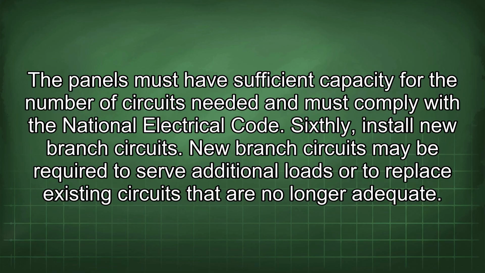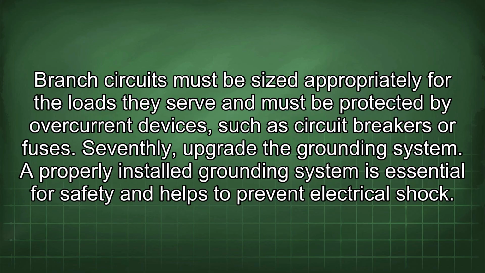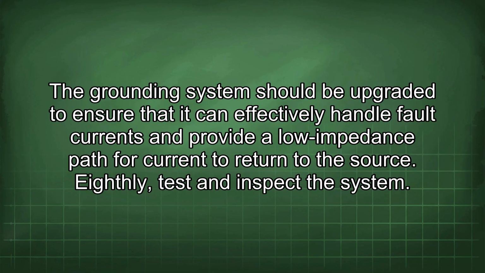Sixthly, install new branch circuits. New branch circuits may be required to serve additional loads or to replace existing circuits that are no longer adequate. Branch circuits must be sized appropriately for the loads they serve and must be protected by overcurrent devices such as circuit breakers or fuses. Seventhly, upgrade the grounding system. A properly installed grounding system is essential for safety and helps to prevent electrical shock. The grounding system should be upgraded to ensure that it can effectively handle fault currents and provide a low impedance path for current to return to the source.